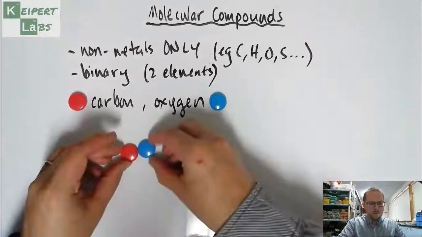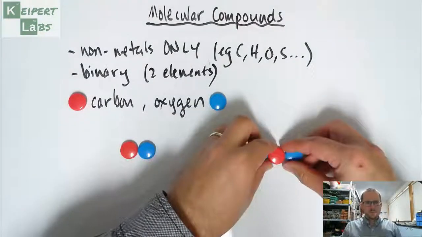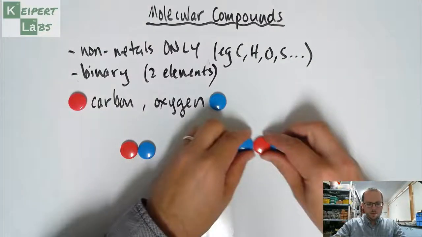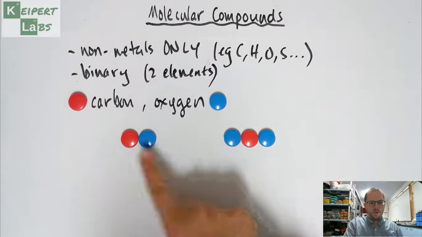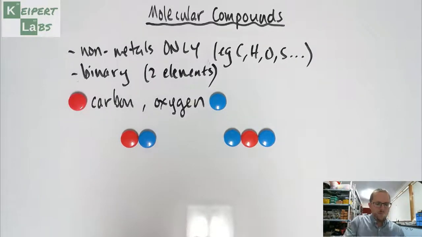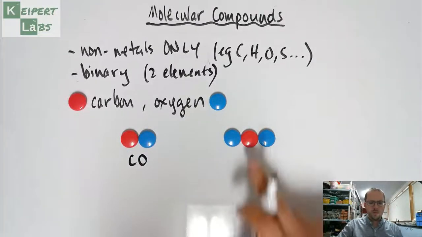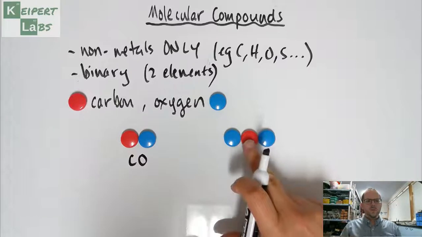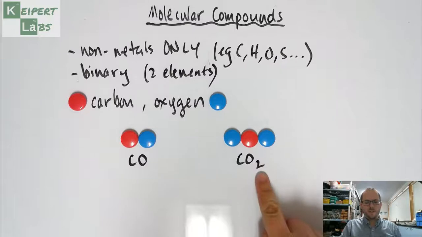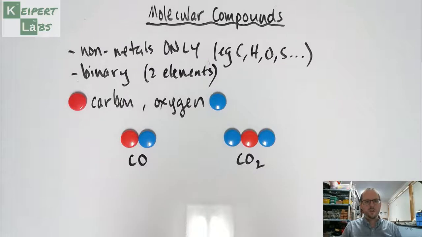The first one looks like this. The second one looks like this. Here we've got one carbon for every one oxygen, so if I'm writing its formula, I've got one carbon and one oxygen. Over here, for every one carbon, I've got two oxygens, CO2. So I use the subscript of 2 to represent that I've got two oxygens for every one carbon. The 2 comes after the oxygen here.